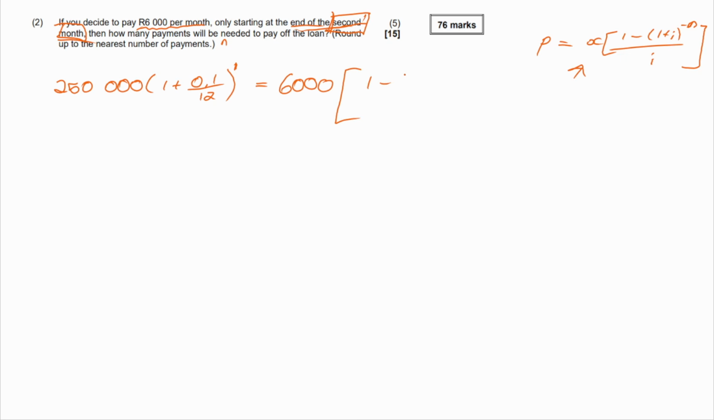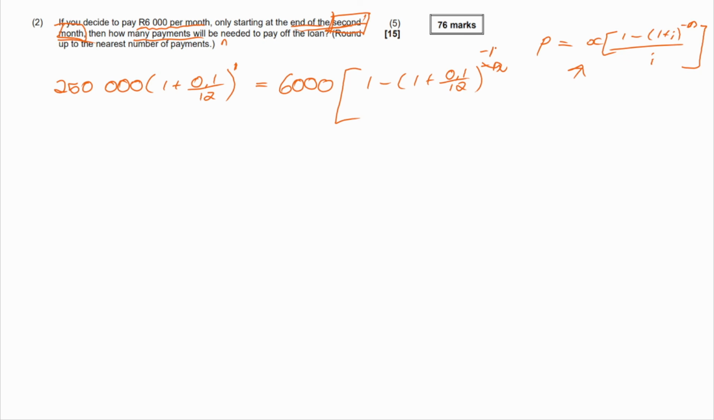Okay, 1 minus our interest rate is still 10% compounded monthly. But now what we're doing is we're finding negative n. So we want to find out how many payments, right? So we can put negative n over here. Some people might be saying, but why don't you put negative 12n? Both are fine, but you need to interpret the answer.